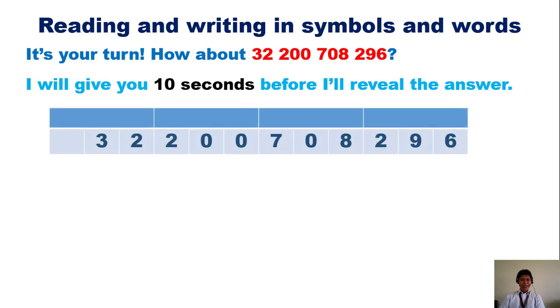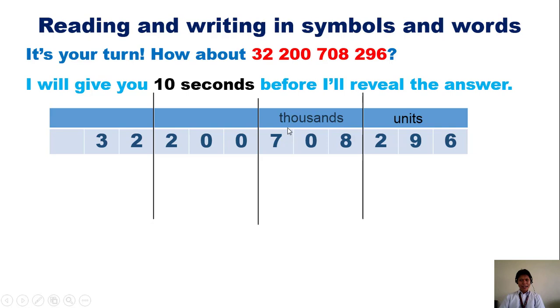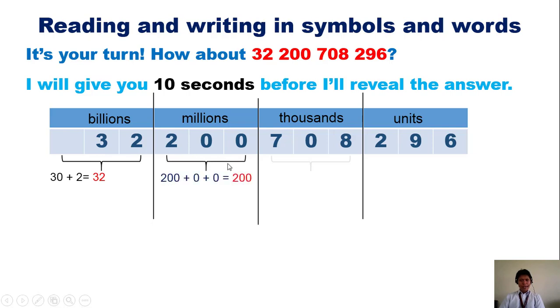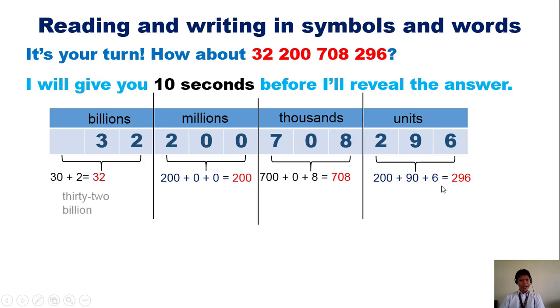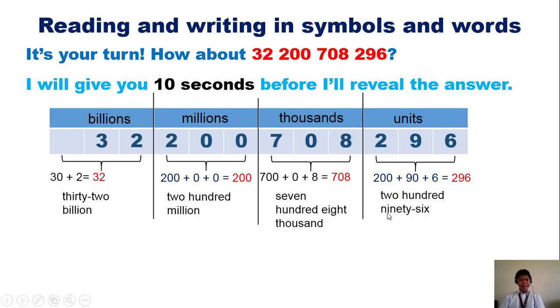Time's up. So this is how we do it. Same process. We have the units, thousands, millions, and billions. And we have 30 plus 2 is 32. We have 200 plus 0 plus 0 equals 200. We have 700 plus 0 plus 8 is 708, and 200 plus 90 plus 6 equals 296. So this is 32 billion, 200 million, 708 thousand, and 296.